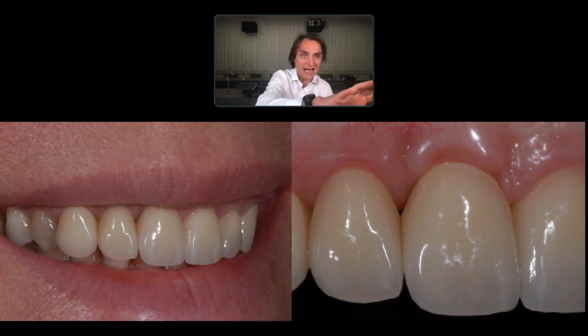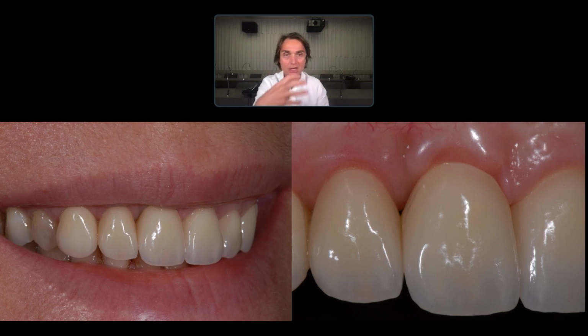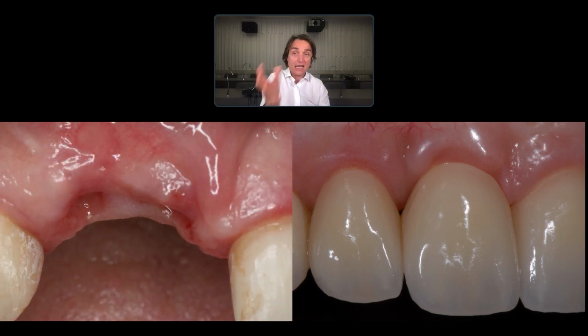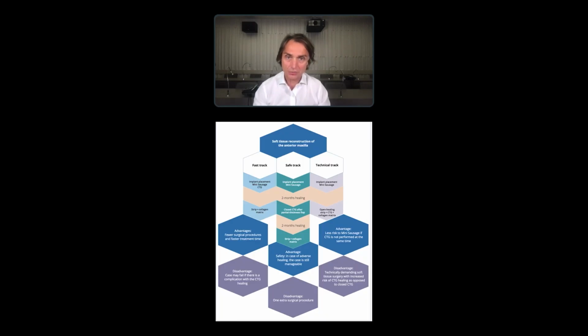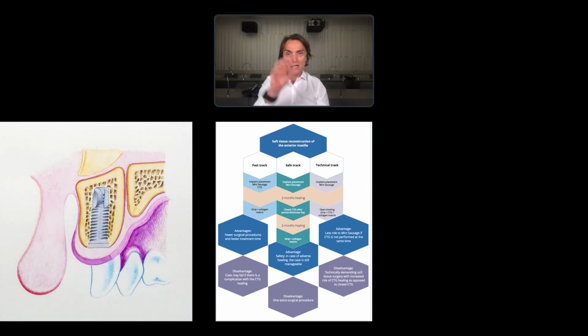The patient is seeing a nice color of gingiva and a nice type of papilla, where before it was all gone. So this was done with the iceberg and the connective tissue graft. Now, there are different ways to reconstruct the whole region for the anterior maxilla: the fast track, the safe track, and the technical track.